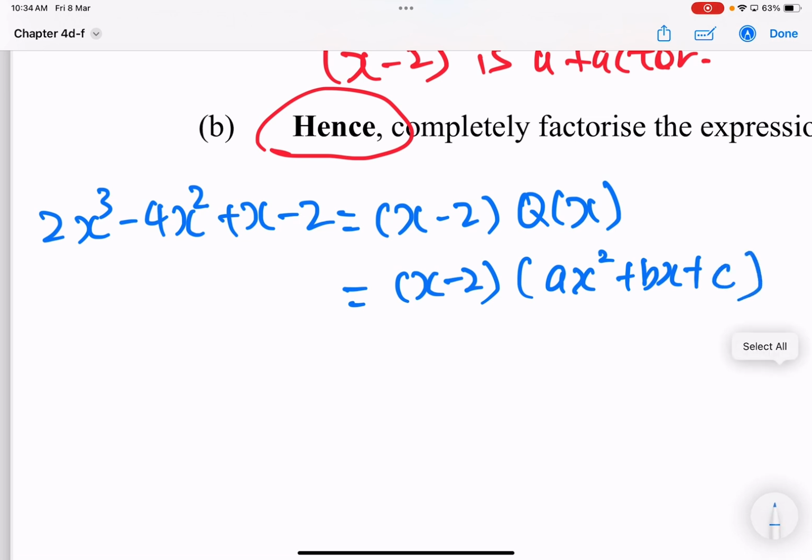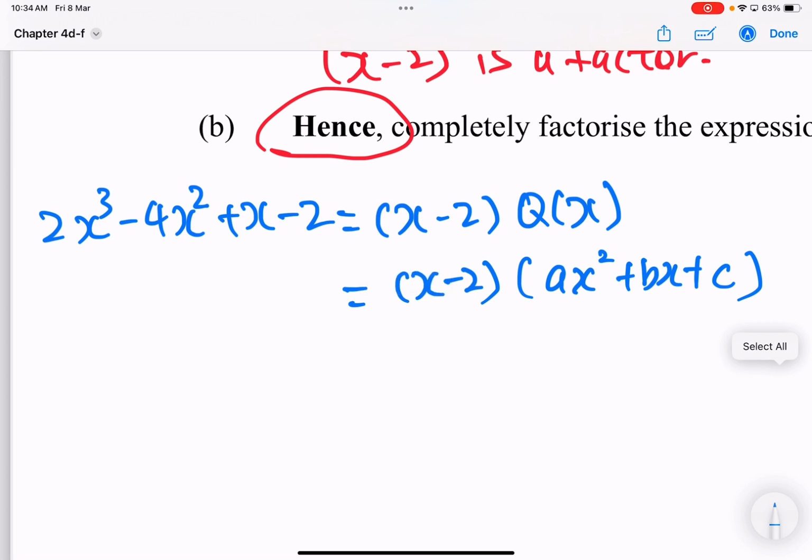Why must this be a quadratic? Because I need it to be degree 2. A degree 2 multiplied by degree 1 will give me degree 3. Degree means the power, the highest power. So that is the only way I'm able to get this.